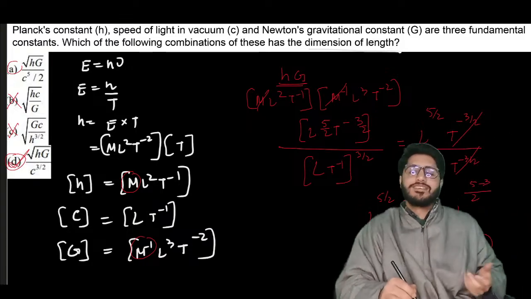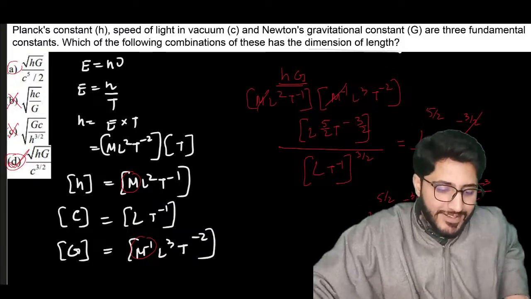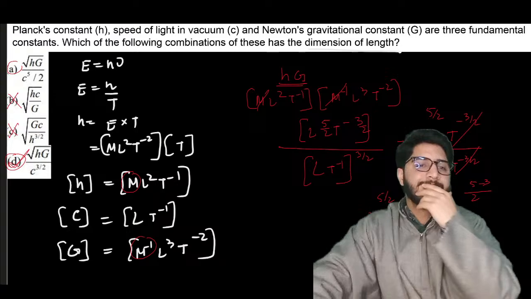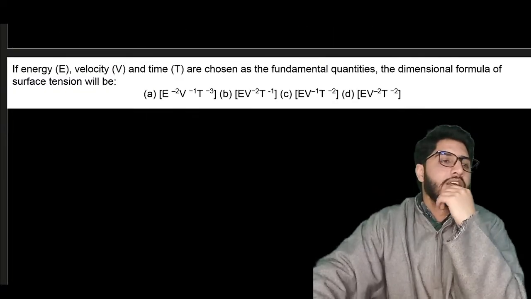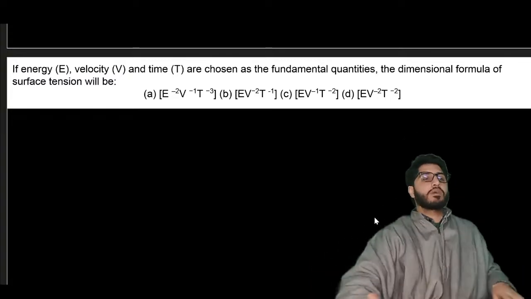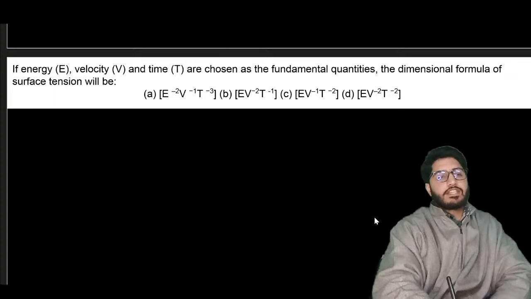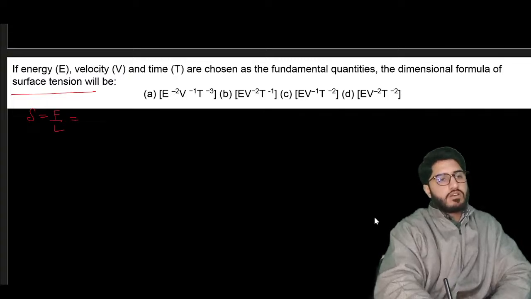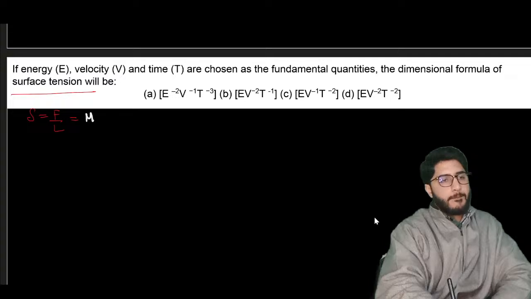One more way to get it, a shortcut way. If energy, velocity, and time are chosen as the fundamental quantities, find the dimensional formula of surface tension. First of all, what is surface tension? Surface tension is force per unit length, right? So I can write force, which is M L T minus 2, divided by length L. So L cancels out, and I have M T minus 2 only.